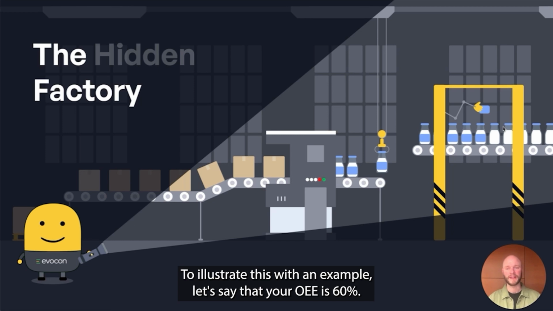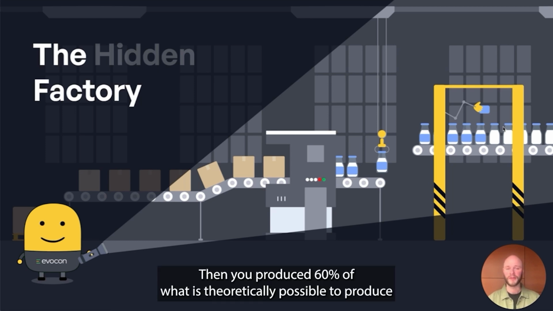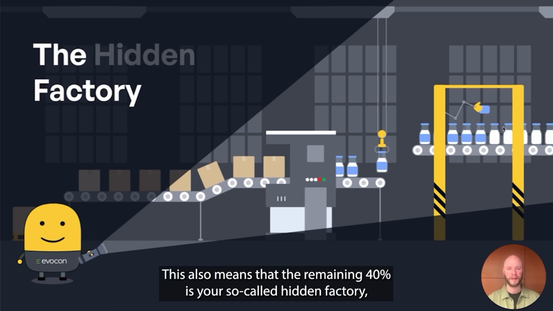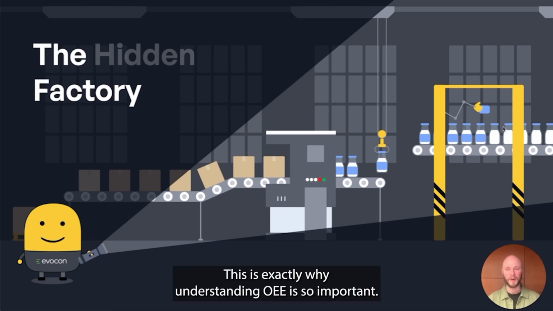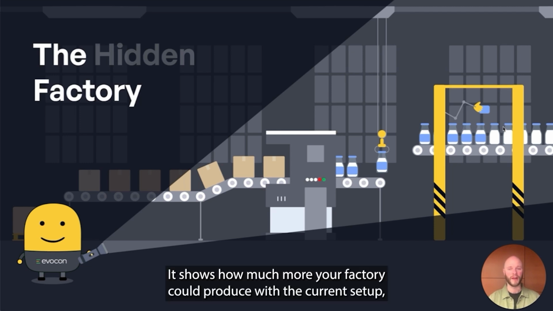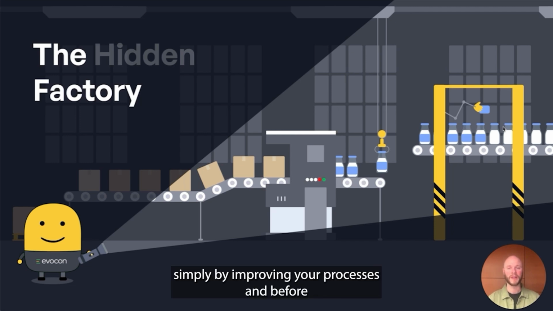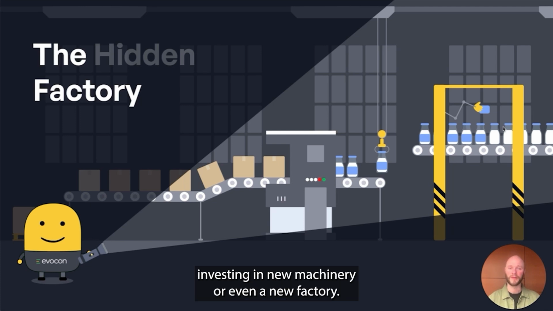To illustrate this with an example, let's say that your OEE is 60%, then you produced 60% of what is theoretically possible to produce in your factory. This also means that the remaining 40% is your so-called hidden factory, the capacity that you already have but you're not utilising. This is exactly why understanding OEE is so important. It shows how much more your factory could produce with your current setup simply by improving your processes and before investing in new machinery or even a new factory.